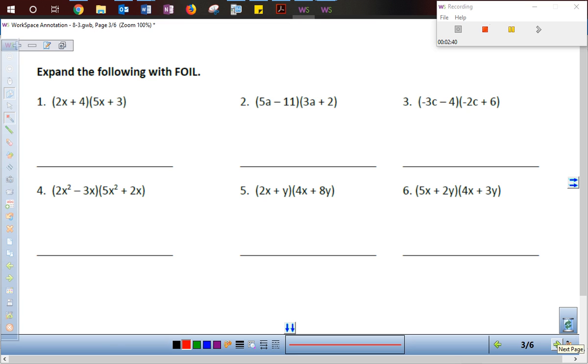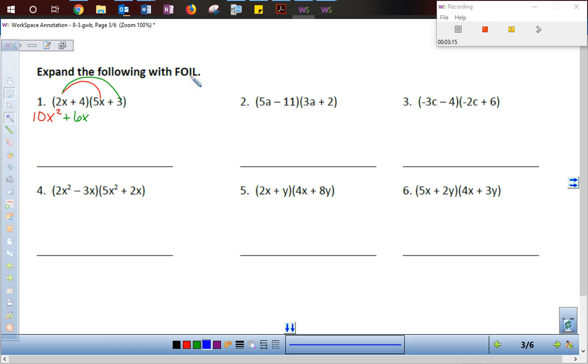So let's give it a shot on number 1. Again, we need to expand using FOIL, which stands for first, outside, inside, last. So on number 1, my first 2 terms are 2x and 5x because they're the first terms of each binomial. So 2x times 5x gives me 10x squared. O stands for outside. So 2x is on the outside of your terms and 3 is on the outside of your terms. So 2x times 3 gives me 6x.